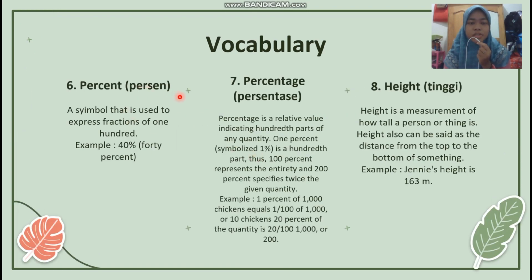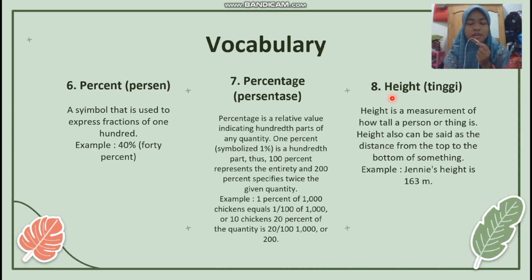The next is percent, a symbol that is used to express a fraction of 100. Example, 40%. The next is percentage, which means persentase. Percentage is a relative value indicating 100 parts of any quantity. A 1% symbol is 1 part of 100, and thus 100% represents the whole, and 200% specifies twice the given quantity.